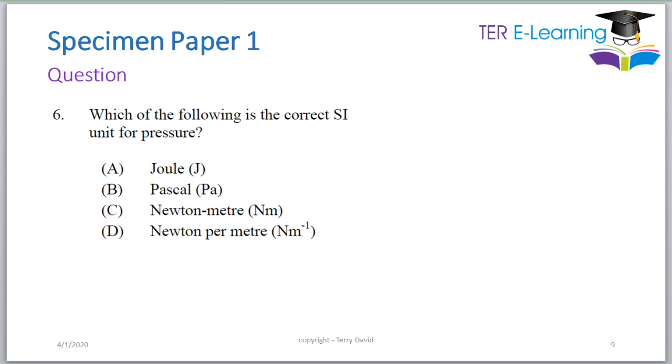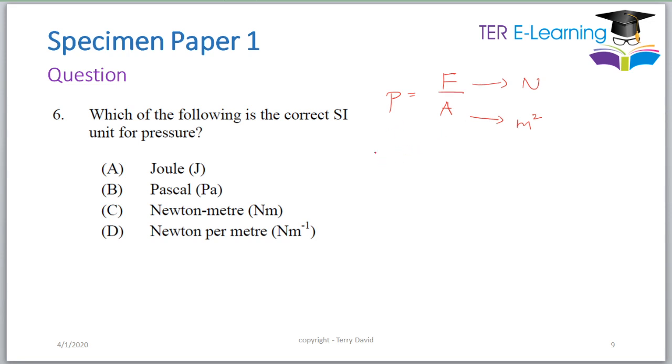Now, let's look at this one here. This is number 6. Which of the following is the correct SI unit for pressure? So the first thing, before you can answer this question, we need to know what pressure is. So you all need to be able to state the definition for pressure. Pressure is the force acting normally per unit area. And this can be expressed as a formula, which is P is equal to F over A. Force is measured in Newton. Area is measured in meters squared.